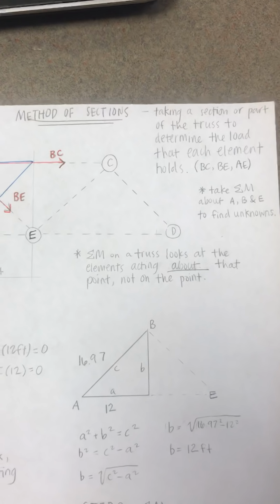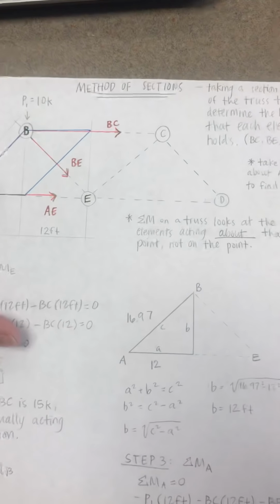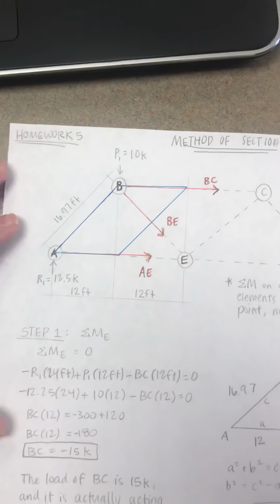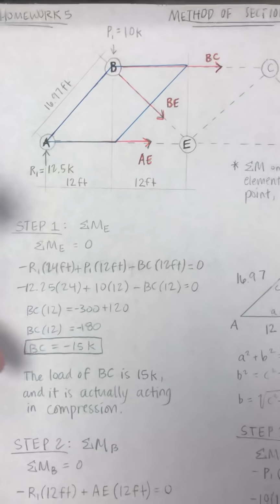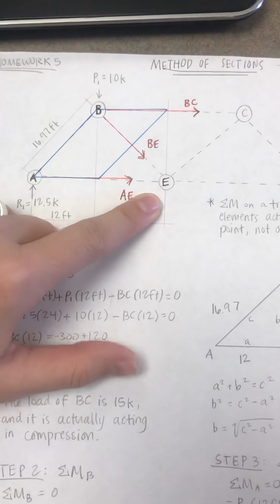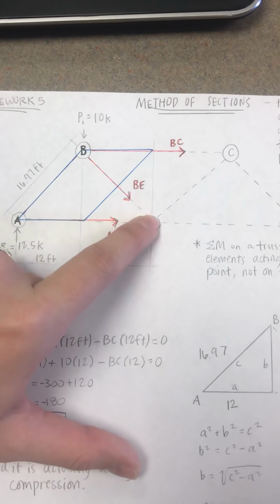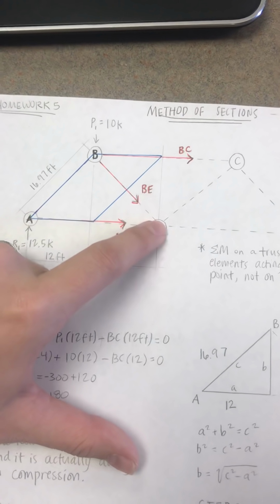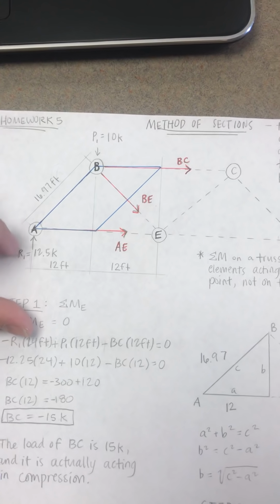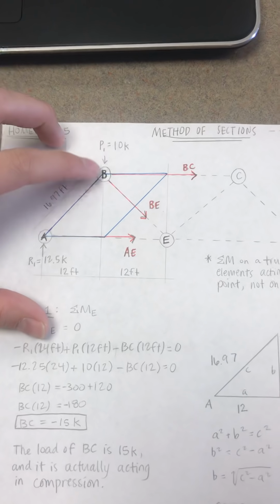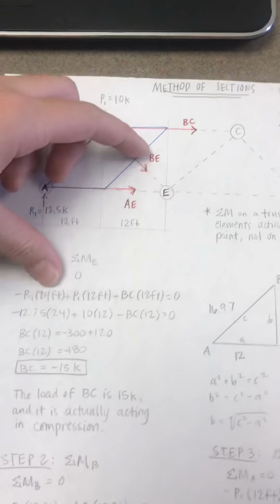The other thing to remember is that you're doing the sum of the moments of the elements acting about or around that point and not actually on the point. So I'll explain this as we start the process. The first thing you're going to do, step 1, is the sum of the moments about point E. If we're doing the sum of the moments about E, then it's things that are not actually touching or acting onto E. BE is acting onto E, so we're not looking at that. We're looking at this R1 right here, this P1 up here, and this BC right here, because those are acting about E but not onto point E.